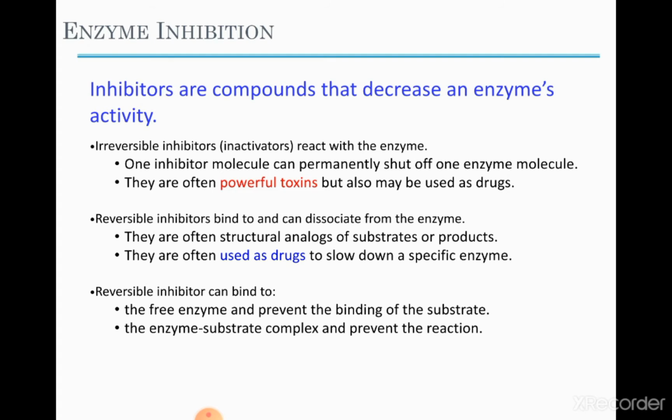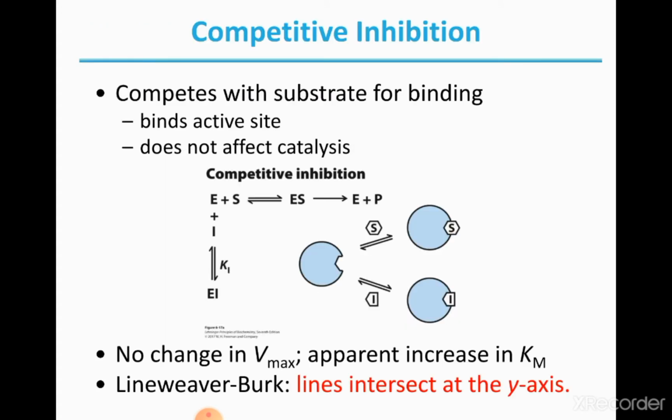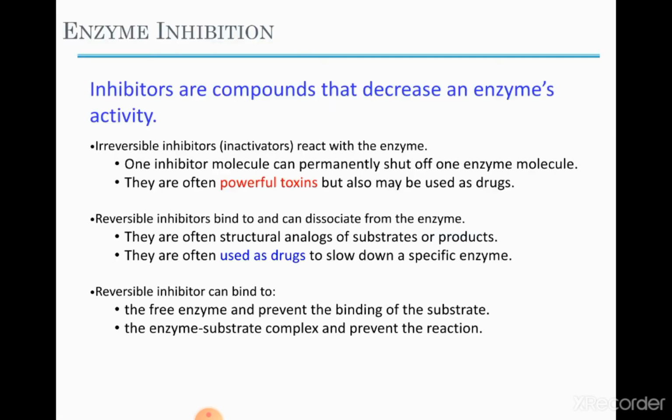Inhibitors are compounds that decrease an enzyme's activity. They may bind somewhere on the enzyme. Sometimes they bind to the active site, and sometimes they bind to other sites, and somehow they inhibit the activity of the enzyme. So the enzyme cannot further convert the substrate into the product. Such compounds are called inhibitors. They decrease the activity of enzymes.